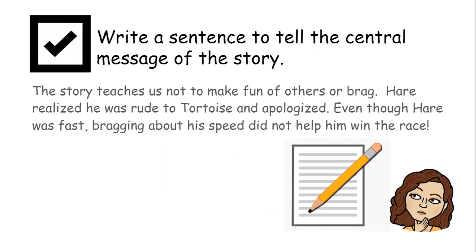Last, I wrote a sentence to tell the central message or lesson or moral of the story. This story teaches us not to make fun of others or brag. Hare realized he was rude to Tortoise and apologized. Even though Hare was fast, bragging about his speed did not help him win the race. You could have stopped with just, the story teaches us not to make fun of others or brag. But I wanted to share in the details of the story how the characters learn that to tell what lesson I learned.